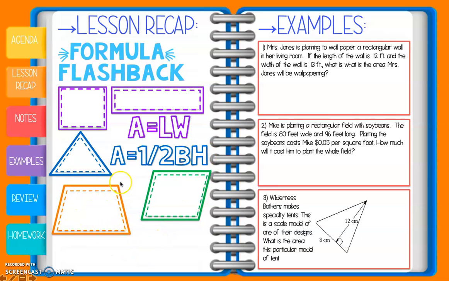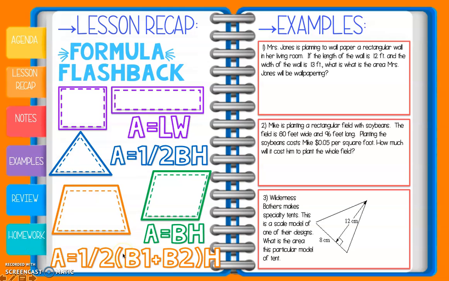For our trapezoids, okay, let's look at this one first. For a parallelogram, area equals base times height. And then for our trapezoids, we have area equals 1/2 parentheses, B1 plus B2 parentheses times the height. Okay, so those are our formulas, and that's what we're going to use.